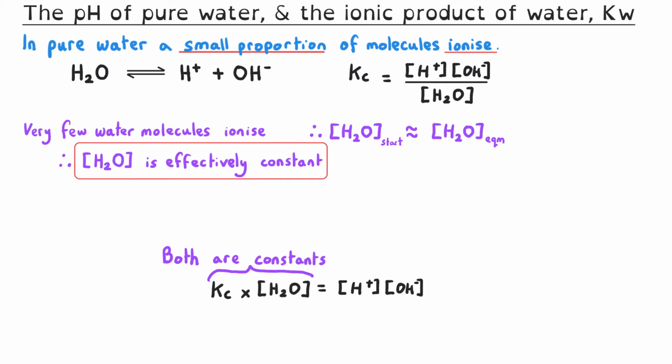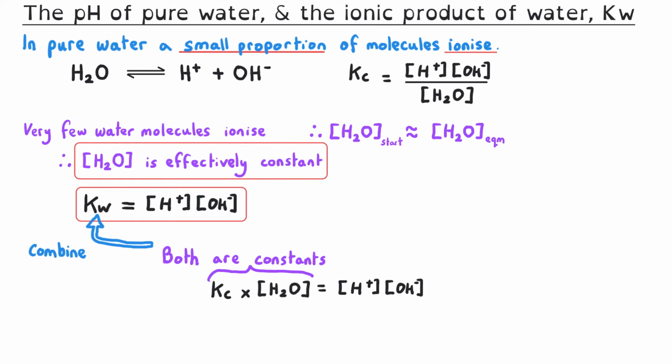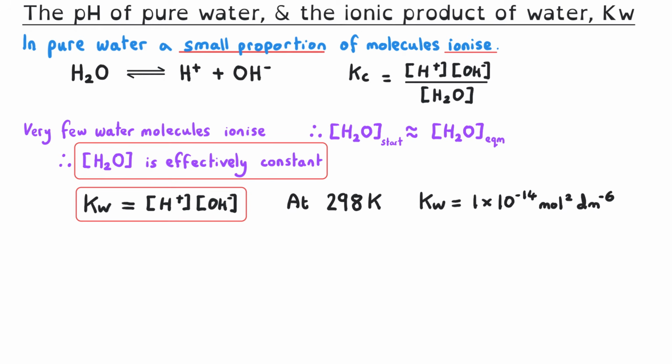What we do in chemistry is the same as in maths. If you've got two constants in the same position, you combine them to get one. And this is the origin of the Kw value. And so you can see that Kw is equal to the hydrogen ion concentration multiplied by the hydroxide ion concentration, which is why it's called the ionic product of water. Those are the ions that came from the water. At 298 Kelvin, the value for the ionic product of water is 1 times 10 to the minus 14 mole squared dm minus 6. You'll usually be given this value, but you'll probably do so many questions that you will end up remembering it.